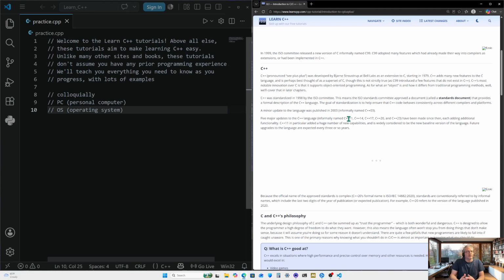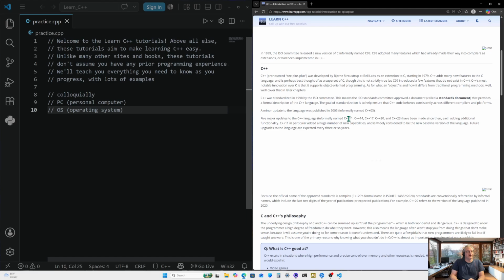So let's see here. This means the ISO Standard Committee approved a document called the Standard Document that provides a formal description of the C++ language, which I'm pretty sure is now called the CPP Reference Guide. I'm pretty sure, but not positive. The goal of standardization is to help ensure that C++ code behaves consistently across different compilers and platforms. So no, I was wrong on that.